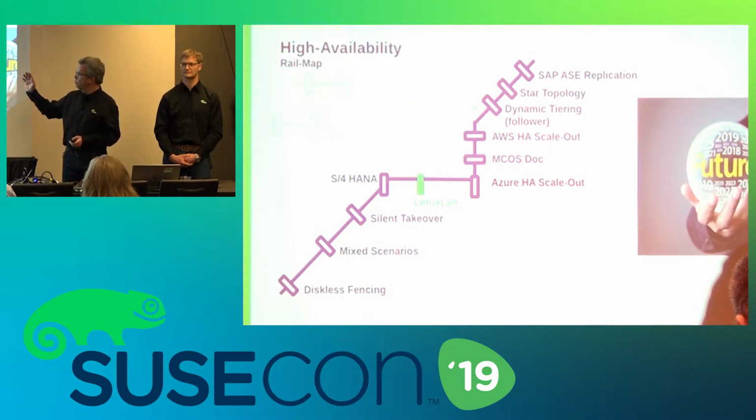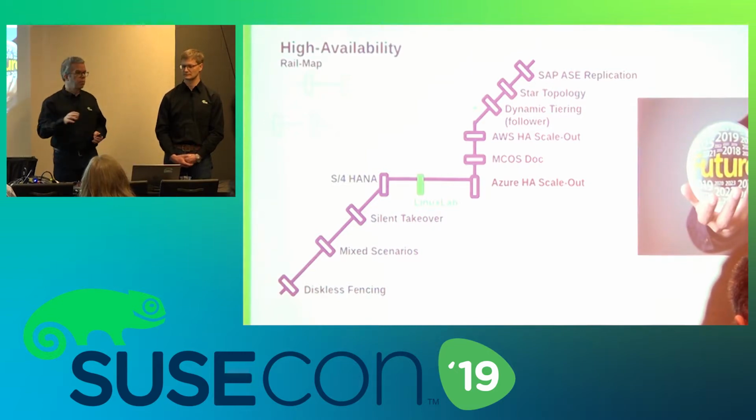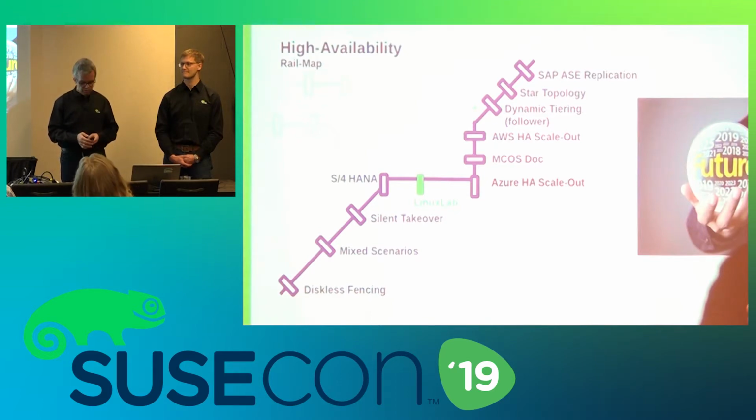We are going for Azure for HA of scale out and dynamic tiering, or technically the follower we are looking at. So we are moving from dynamic tiering to the successor technology. Star topology is the multi-target thing. So we are looking at what is happening if we have a primary which has two secondaries, and how maybe we could in the future also do that in the cluster, or at least if we focus on one system replication, is there anything we need to encounter or to change in our code for that?